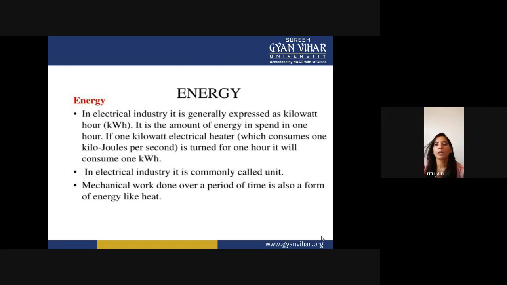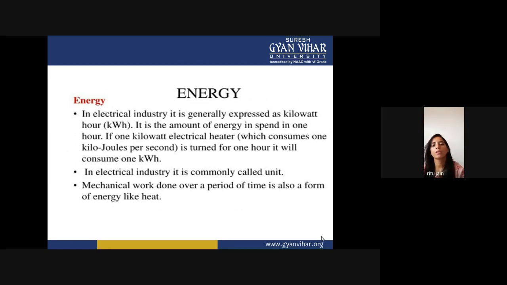So if a 1 kilowatt electrical heater is turned on for 1 hour, it will consume 1 kilowatt hour, which means it will consume 1 unit.